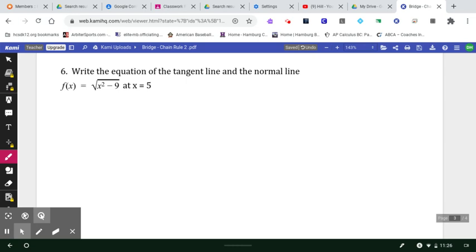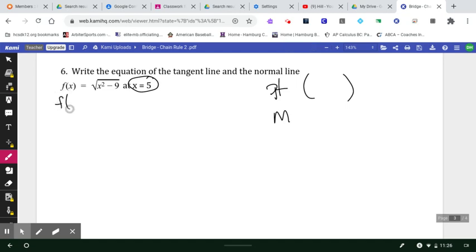Similar to our other problems, write the equation of the tangent line and the normal line. So again, as soon as I see line, I'm thinking I need a point and a slope. So point, again, I'm just plugging in my 5 to get that point. So I'm looking for f of 5. And when I see slope, I want f prime to get that slope at 5.